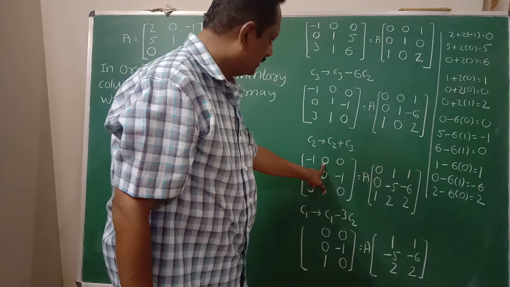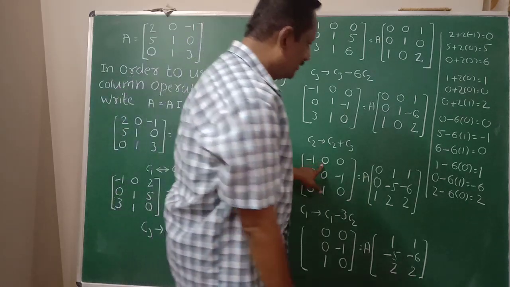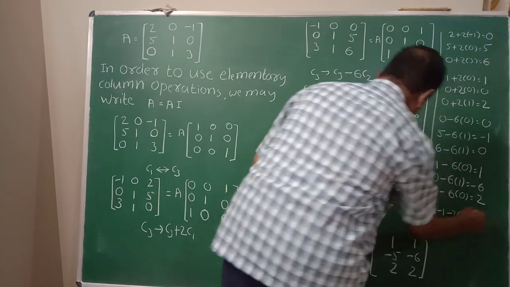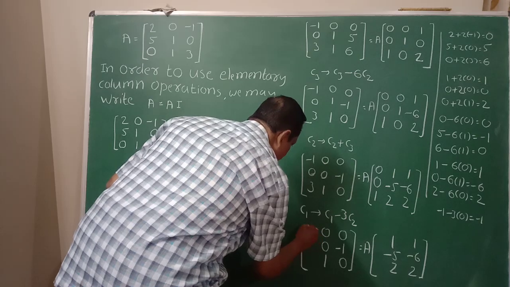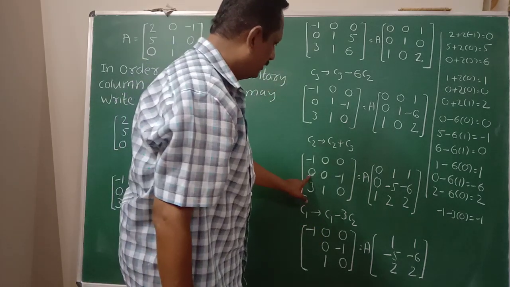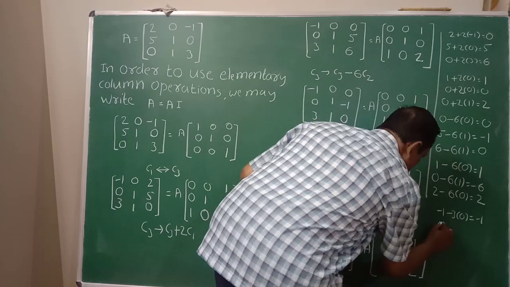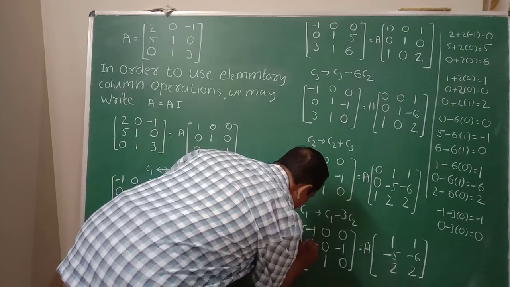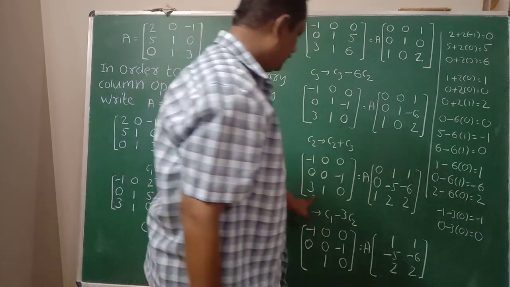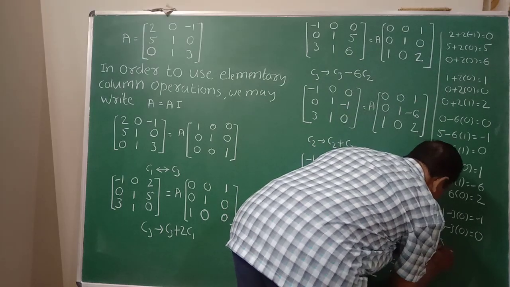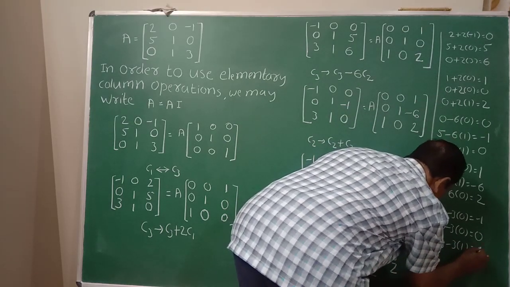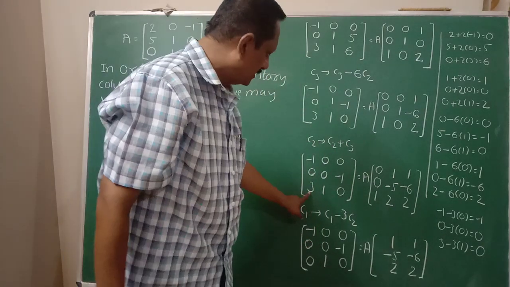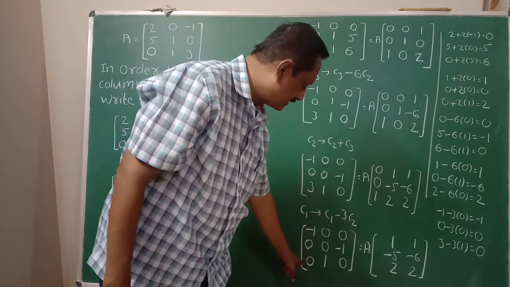Here, multiply by 3 and subtract. Already 0 here. Minus 1 minus 3 into 0 is minus 1. Then 0 minus 3 into 0 is 0. Then 3 minus 3 into 1 becomes 0. Here we want a 0, so multiply by 3 and subtract, and this becomes 0.